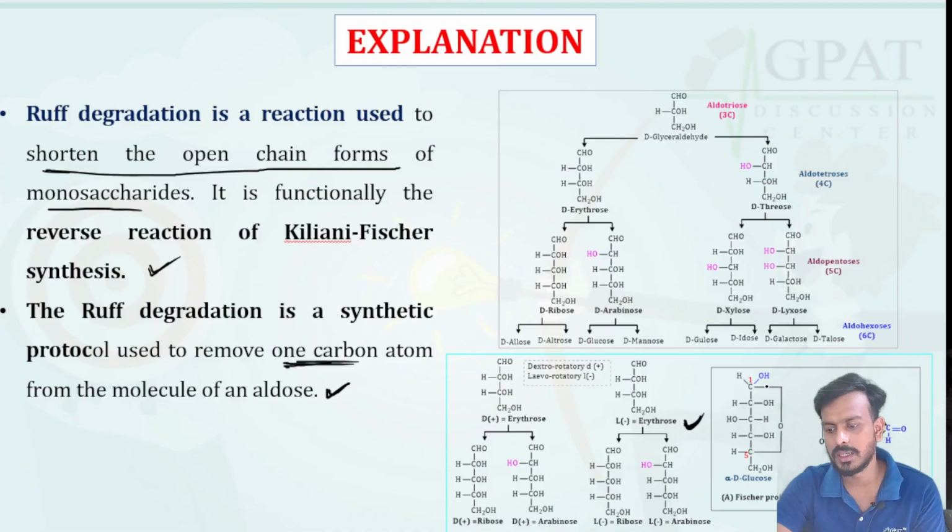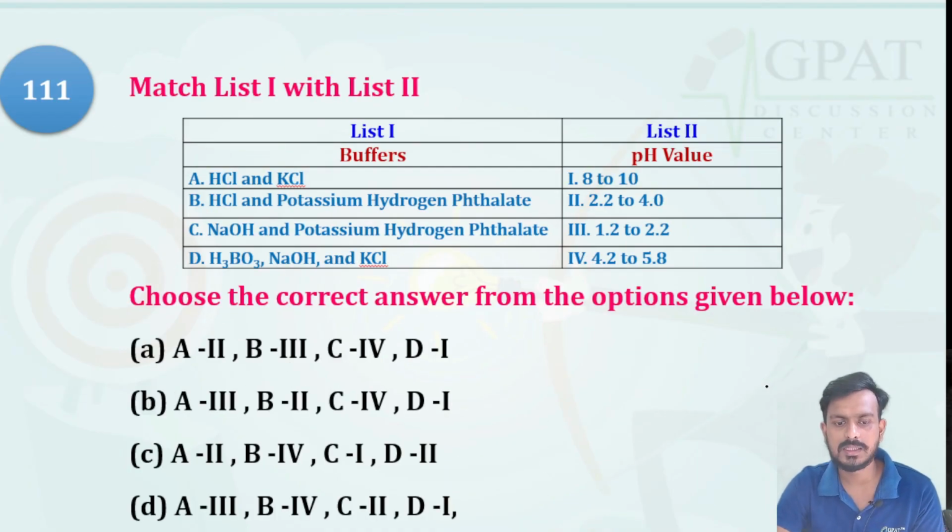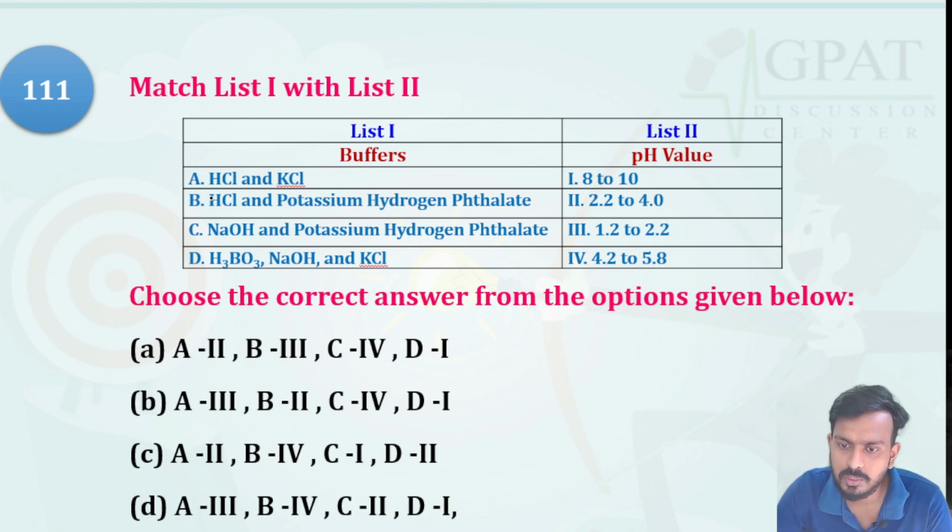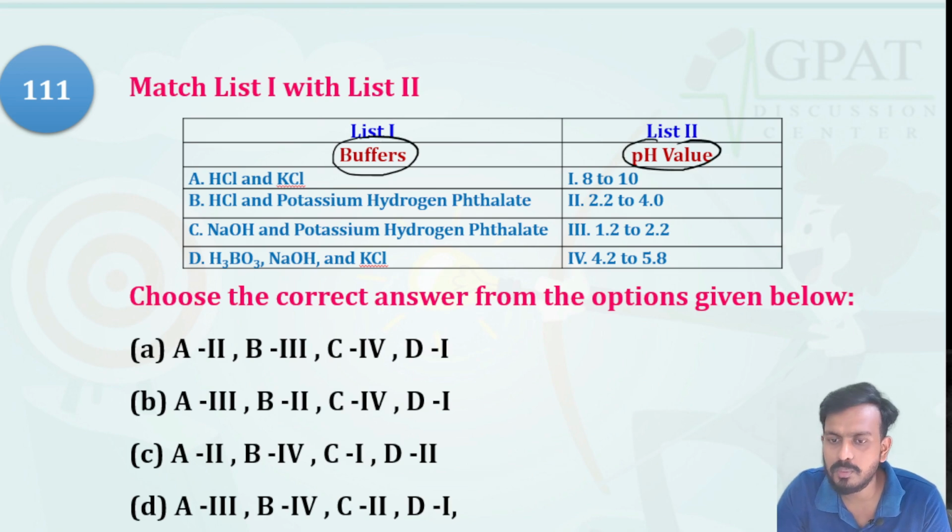Okay. Next question. Match the list. Choose the correct answer from the options. So this is the buffer and this is the pH value. Now what you have to do is match the buffer with the pH value. In option A you have HCl and KCl. In B you have HCl and potassium hydrogen phthalate. In C you have NaOH and potassium hydrogen phthalate. In D, H3BO3, NaOH and KCl. What will be the pH of this?